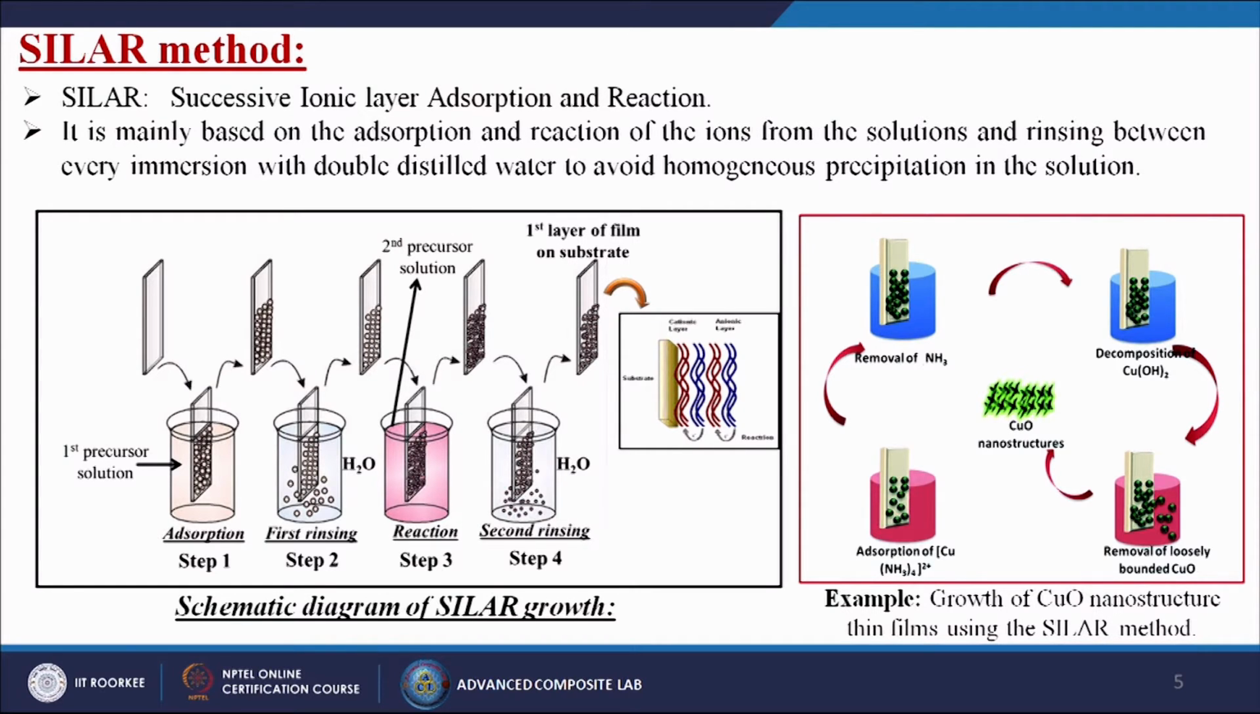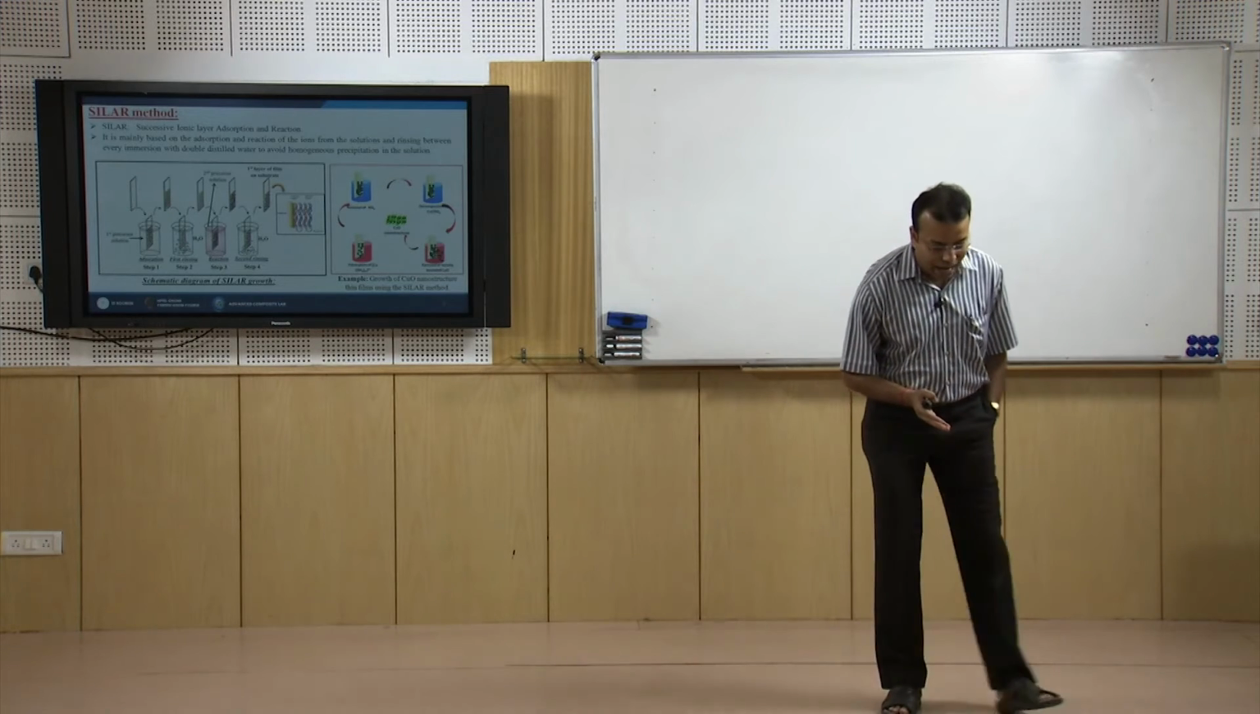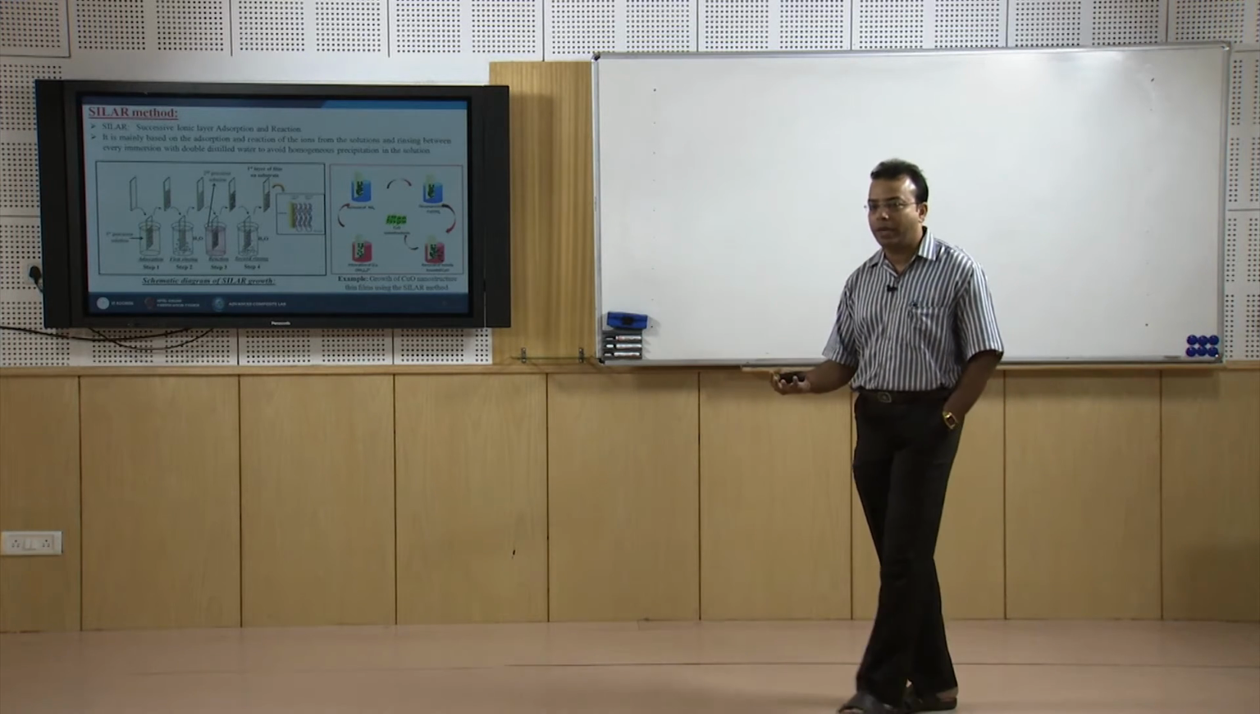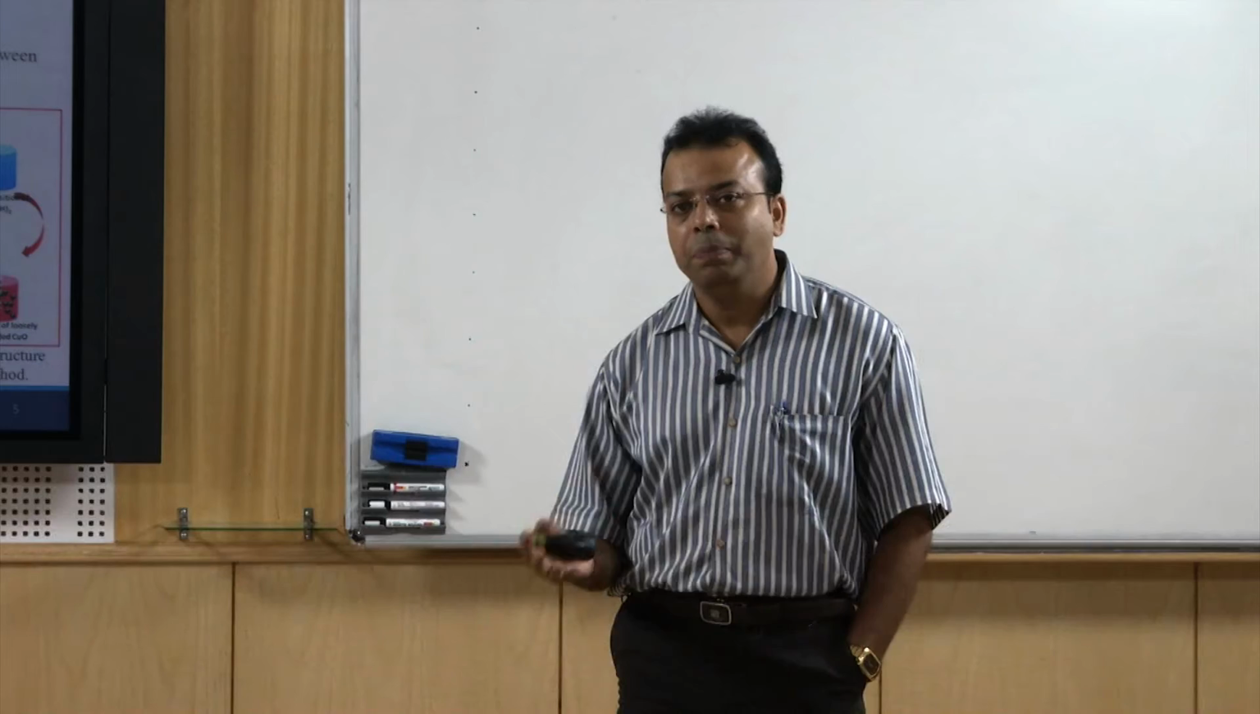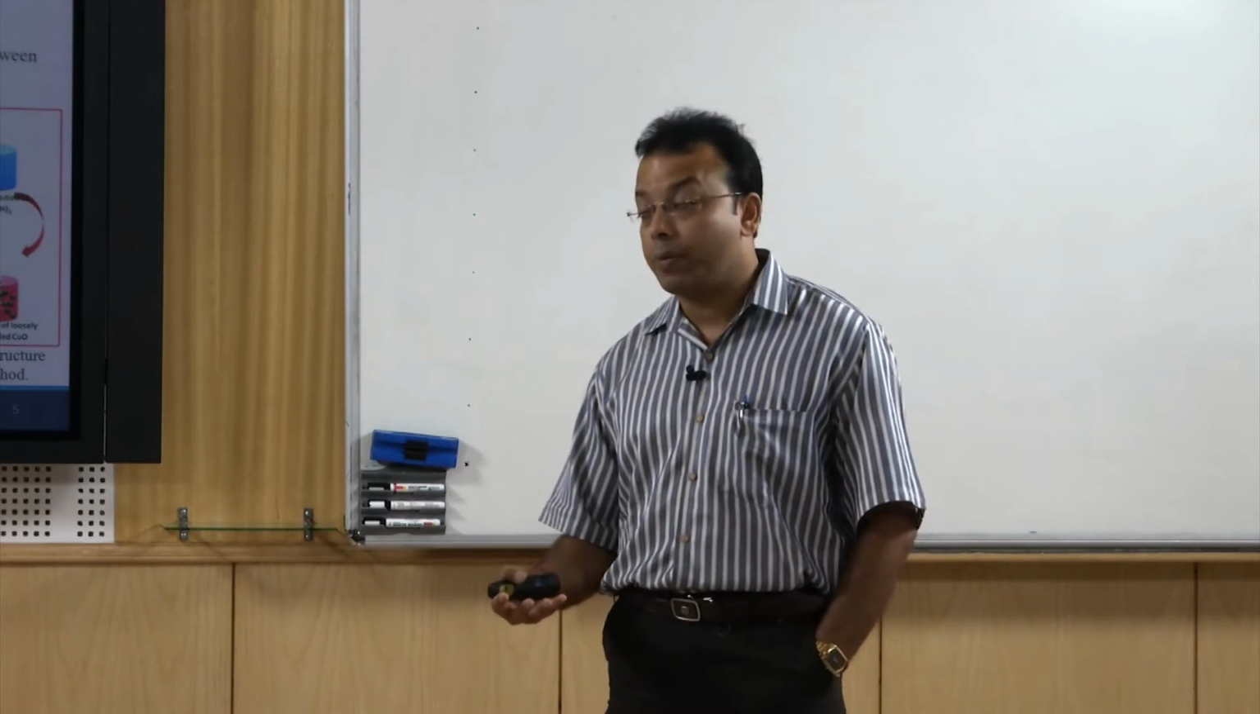Some precursor molecules are attached to the substrate itself, then we are putting it into the water. We are rinsing it, then putting it into a reaction chamber where the solvent reacts with the first precursor materials, and then again we are rinsing it in water, and then we are getting the first layer of film on the substrate. So, initially we do the adsorption process, followed by the rinsing process. By this way we are doing the coatings onto the substrate itself.